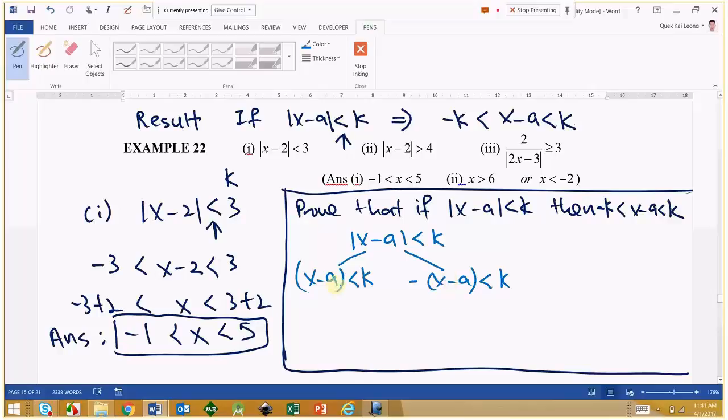So now I'm going to solve for this. Wait, let me do it again. The x minus a is already the so-called subject of the formula, so I no need to move the a over. I just need to bring over the negative. So I multiply by negative on the left and right, so it's negative k. But because I multiply by negative, this sign has to change, becoming greater than. So x minus a is greater than negative k.